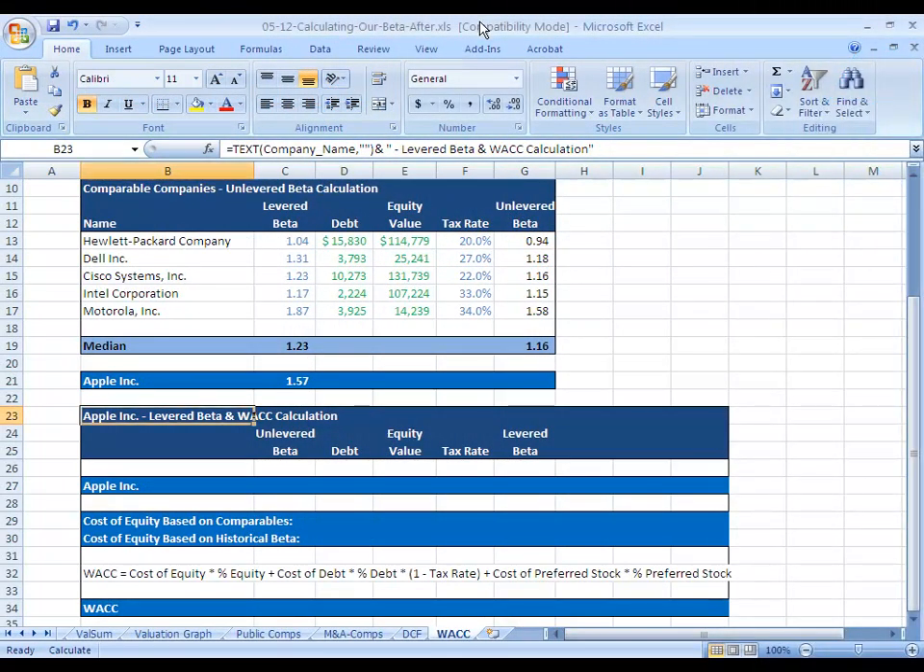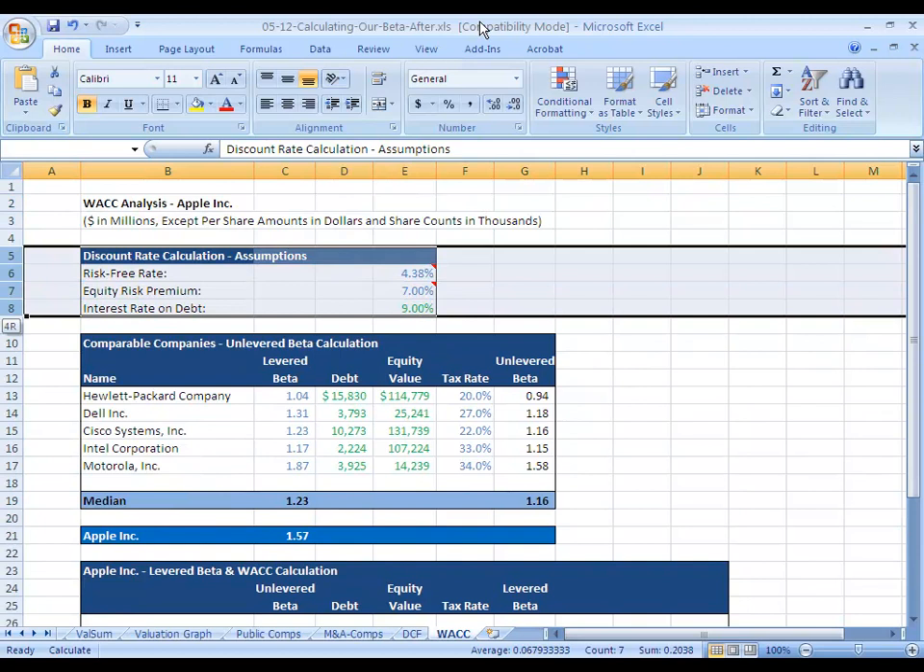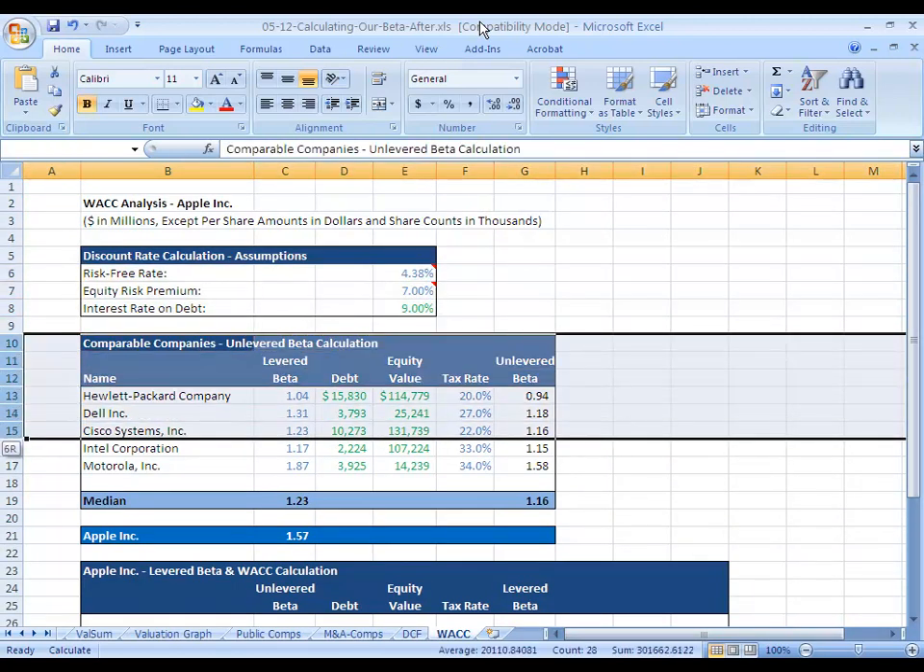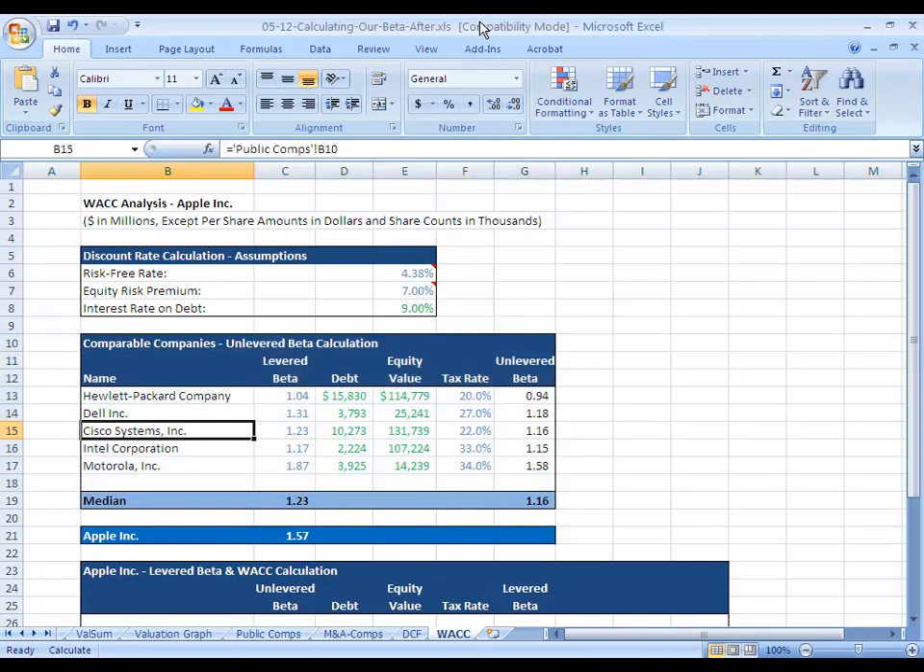In this lesson, you're going to learn how to calculate Apple's levered beta for use in the formula for cost of equity for the company. Just to recap, in the last two videos, we looked at some of the key assumptions that we use in the weighted average cost of capital formula, and then we went through the comparable companies and you learned about the difference between levered beta and unlevered beta, and the relationship between them and why we need to look at both of them in this analysis.